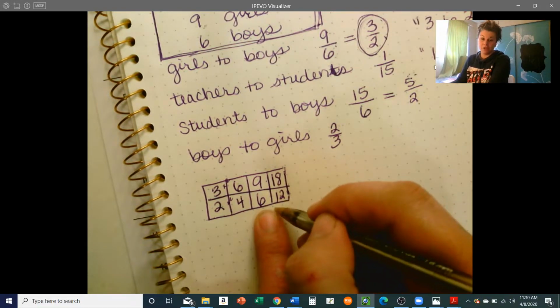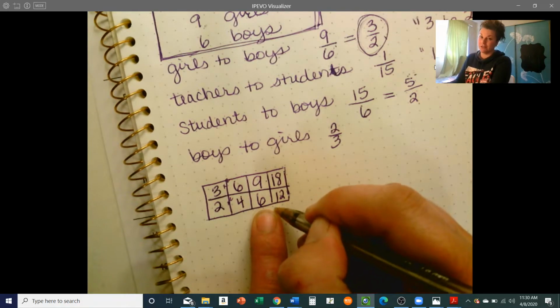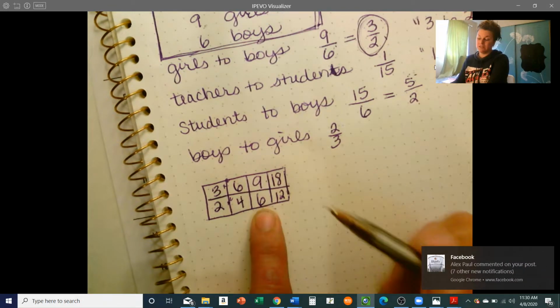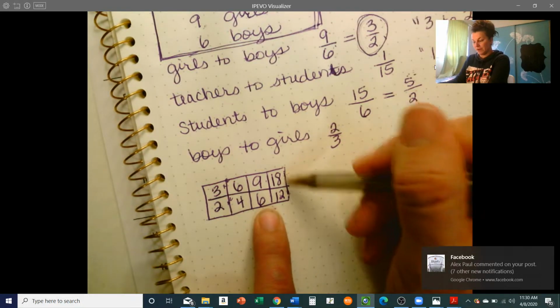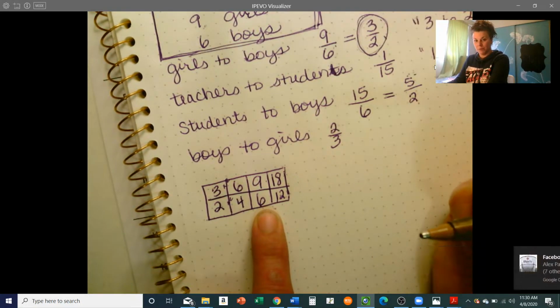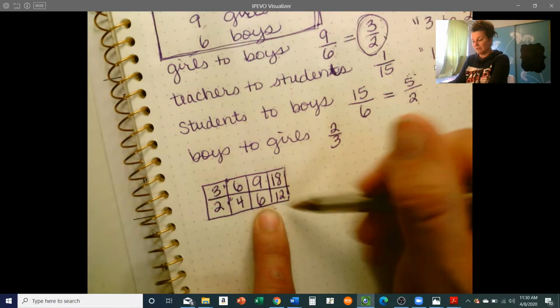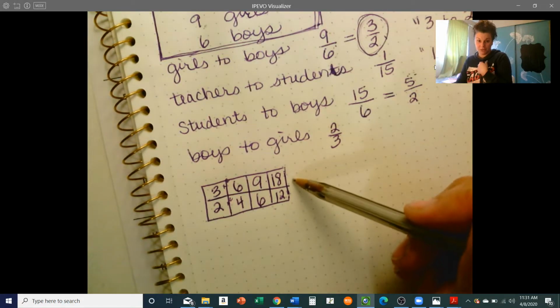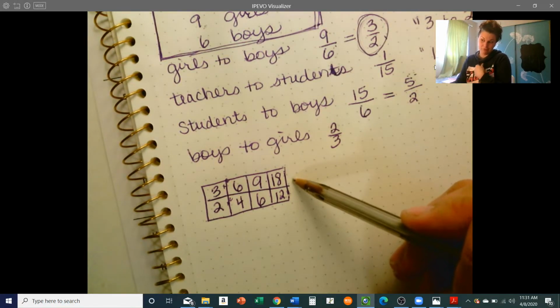So all you're doing are writing equivalent fractions. We're just calling them ratios because of the meaning that they have. It means that for every 18 girls, there are 12 boys. Okay, that would be like if we doubled our class with the ratios that we have now. That would be proportionate to the ratios that we have now. Okay?